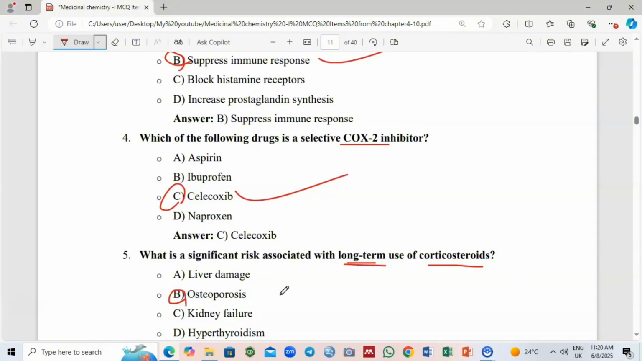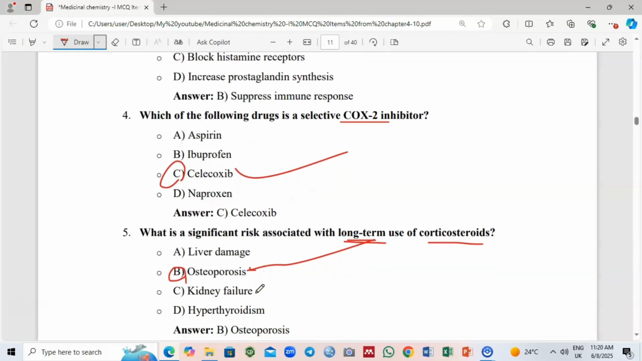To clarify more, osteoporosis is a condition characterized by weakening of the bone, increasing the risk of fracture, and it is mainly classified as a progressive bone disease. Therefore, it is a side effect of long-term corticosteroid use.